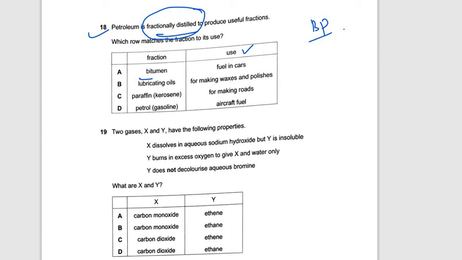So now let's see the options they have asked you. Which raw material fraction is matched with its use? Okay, so this is not correct. Now lubricating oil, making waxes and polishes. Lubricating oil, yes, it is correct, because we use it for lubricating. Paraffin for smoking, no, this is for bitumen. Aircraft fuels, yes, so this was the correct option. Petrol is a fuel in the car, so I think here itself you can match it.